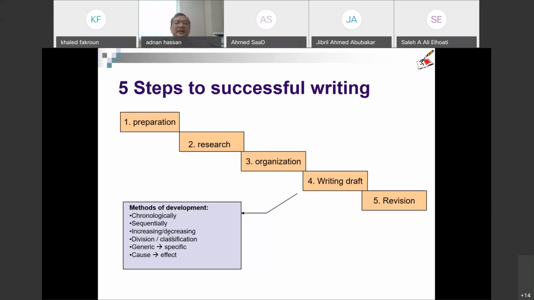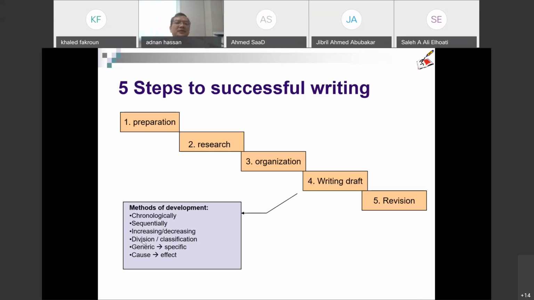Or another way is decreasing. Decreasing is more confusing, because you start with something too many and then you narrow down to very little. I think the better way is starting from generic to specific, rather than something very confusing and then decreasing to a small one. So it is better to start from general to specific.